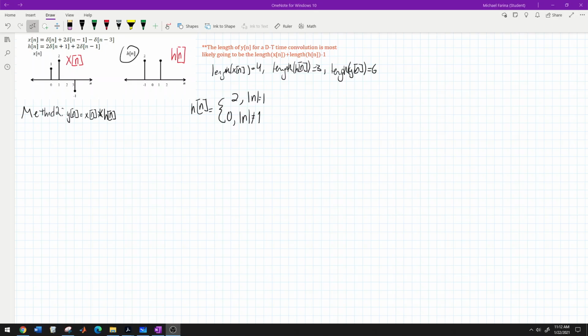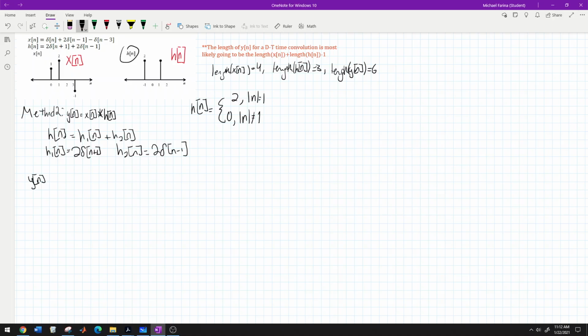So if we wanted to, we could let h of n equal h1 of n plus h2 of n, where h1 of n equals 2 delta n plus 1, and h2 of n equals 2 delta n minus 1. Okay, so we get that out of the way. So let's rewrite our convolution.